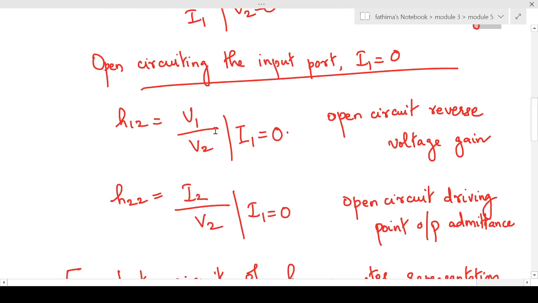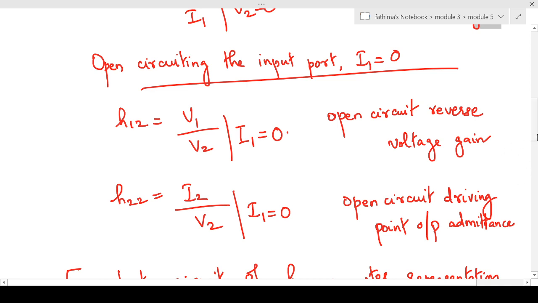So H12 is the ratio of voltage at the input port to voltage at the output port. So it is the voltage gain, and since it is the ratio of voltage at the input to voltage at the output, it is the reverse voltage gain, and it is obtained by open circuiting the input port. So it is the open circuit reverse voltage gain. Now next is H22. H22 is the ratio of current at the output port to voltage at the output port. So that is the admittance of the output, and it is obtained by open circuiting the input port. So it is called the open circuit driving point output admittance, driving point because both belong to the output port.